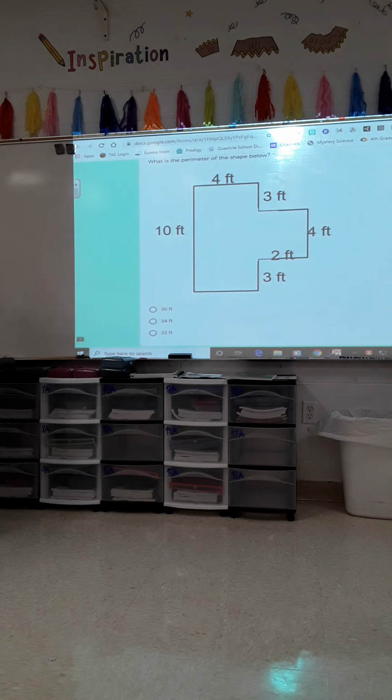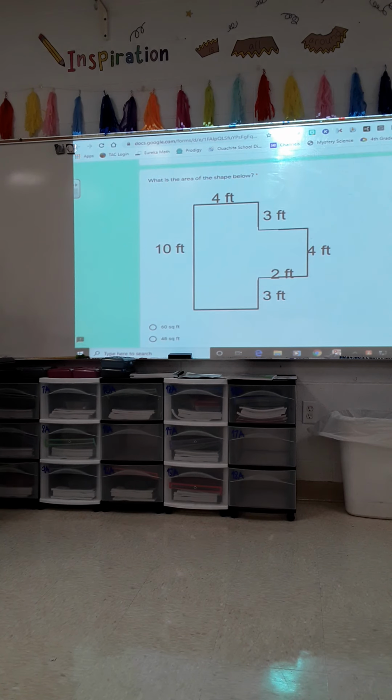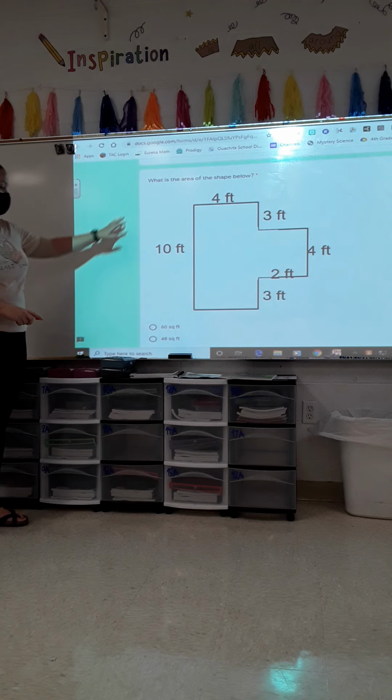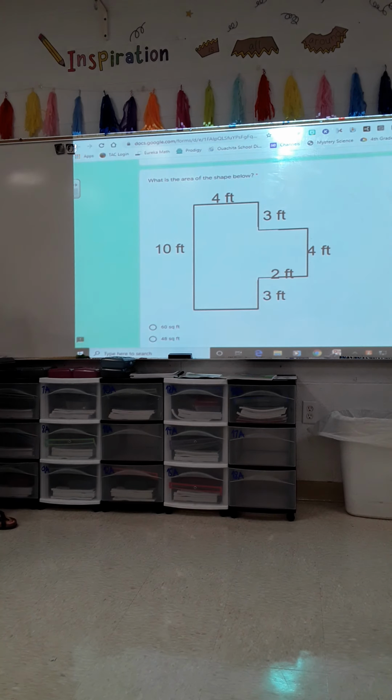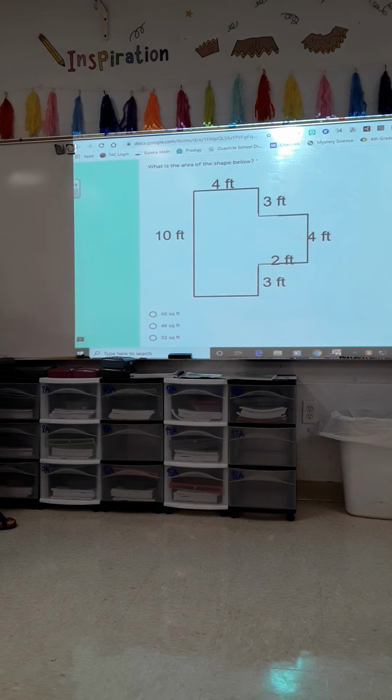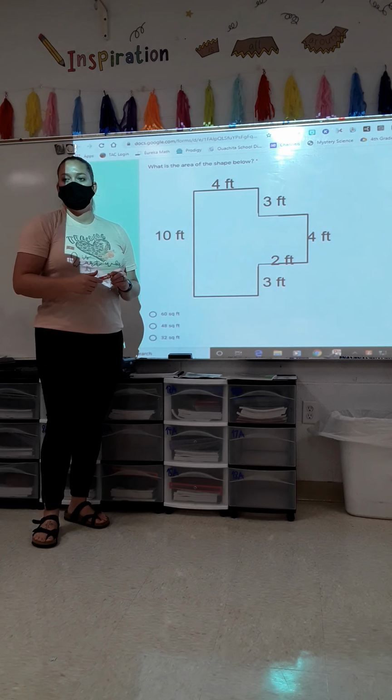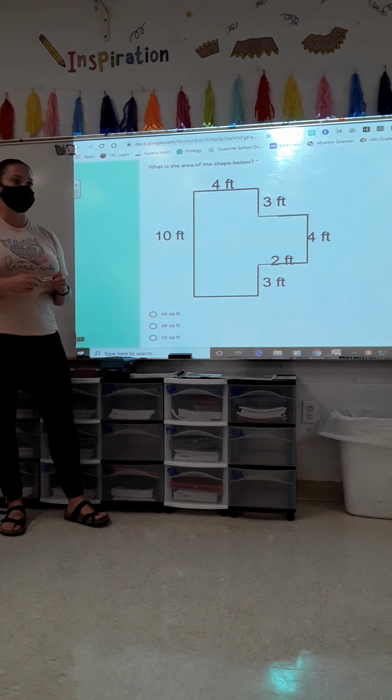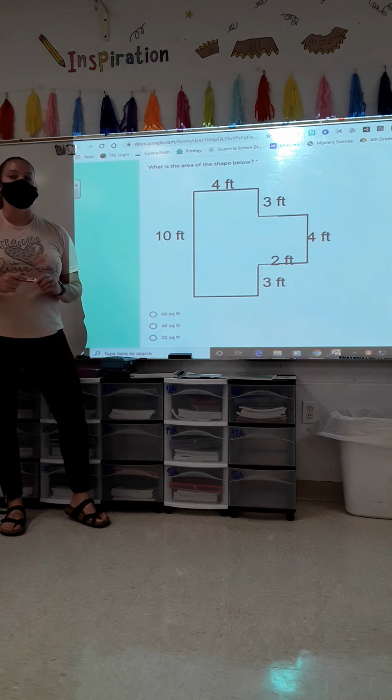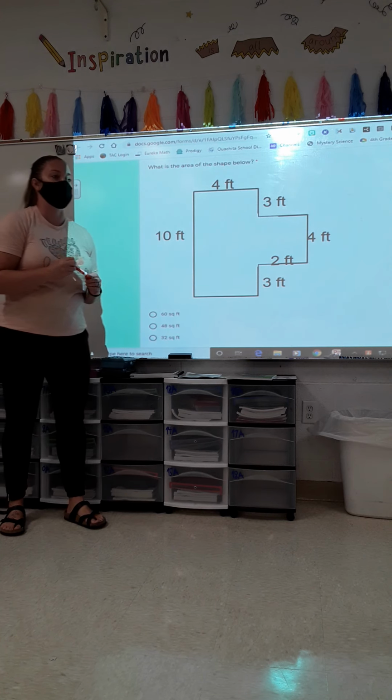Alright, the next question asks us to find the area. We've got this same shape, and we want to find the area. What is area? What's area asking for, measuring? Christopher, what is it measuring? It's asking you to multiply. Okay, so what's it measuring? You're right, you do multiply to find area.